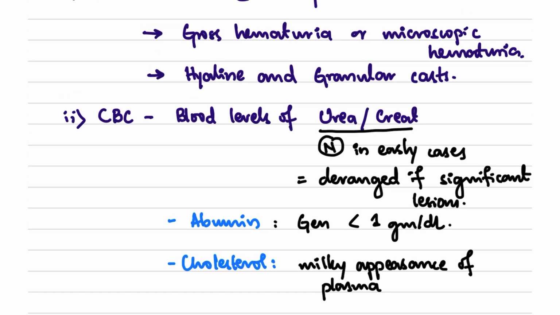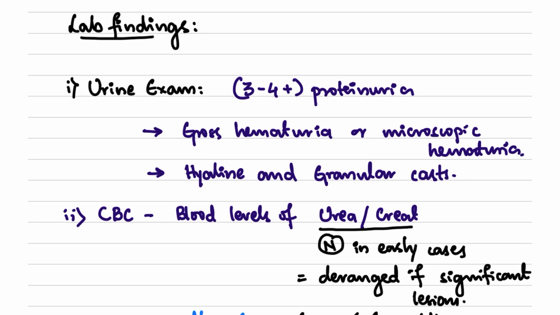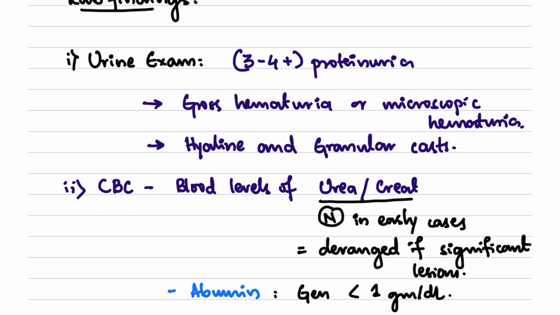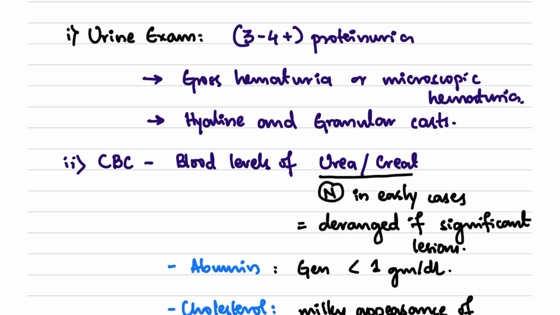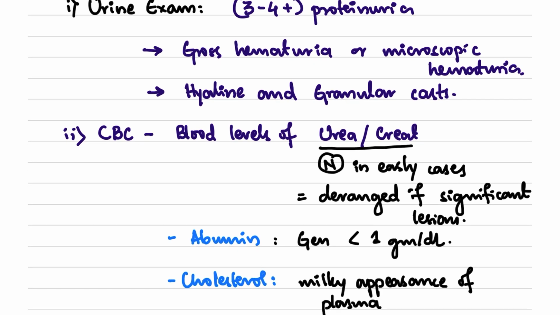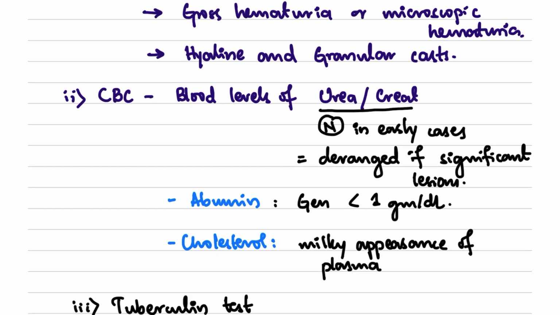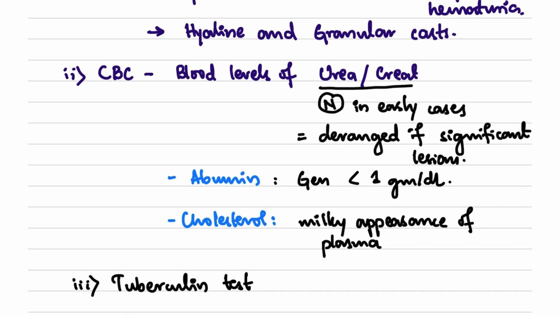So these are all the basic investigations that you will do when you are suspecting nephrotic syndrome. We can order a urine exam. In this you will usually see 3 to 4 plus proteinuria. We can see gross or microscopic hematuria, as well as hyaline and granular casts. When we order CBC, RFT, LFT, in the renal function tests, urea and creatinine levels are normal in early cases and may be deranged if the patient is progressing towards significant lesions. Albumin is generally less than 1 gram per deciliter, and cholesterol is generally elevated and gives a milky appearance to the plasma.